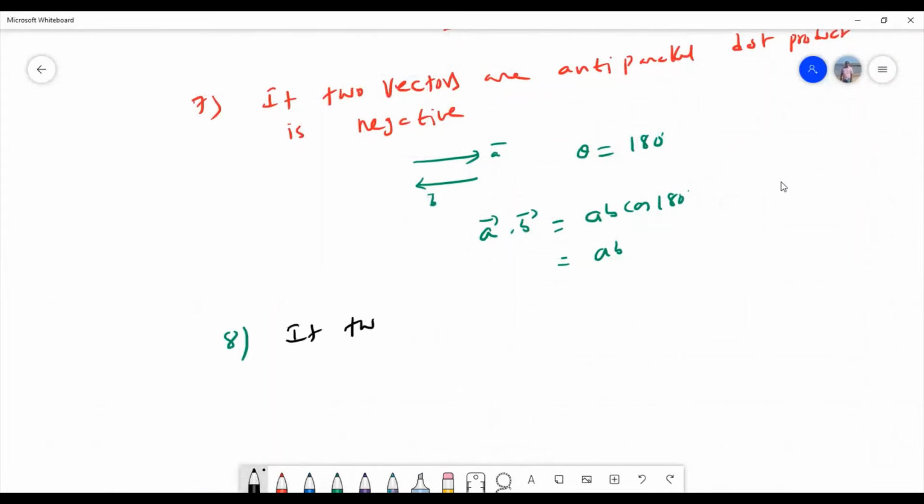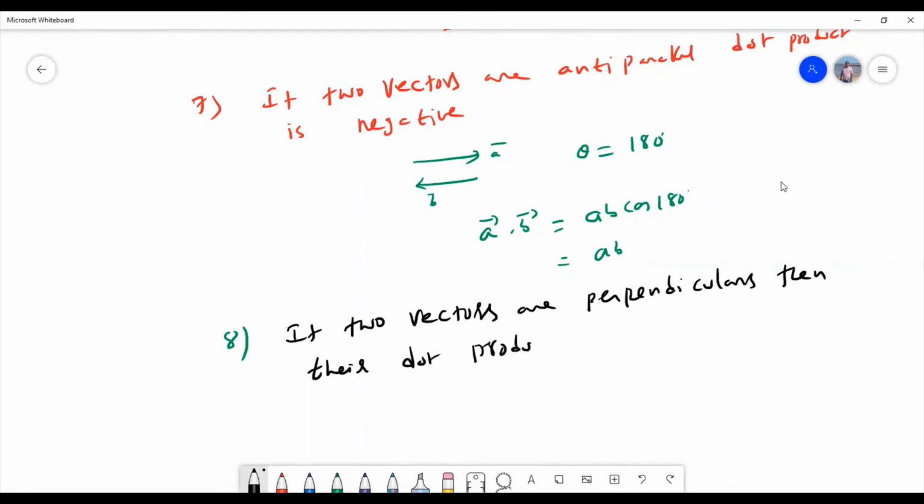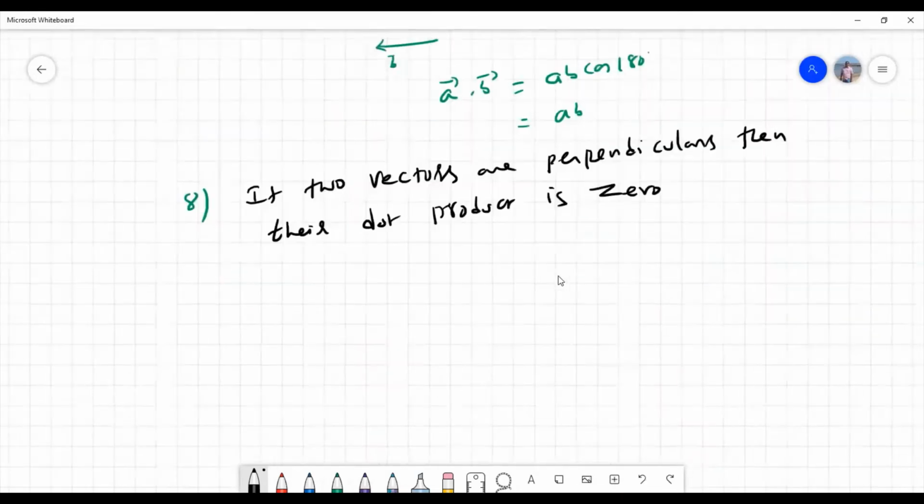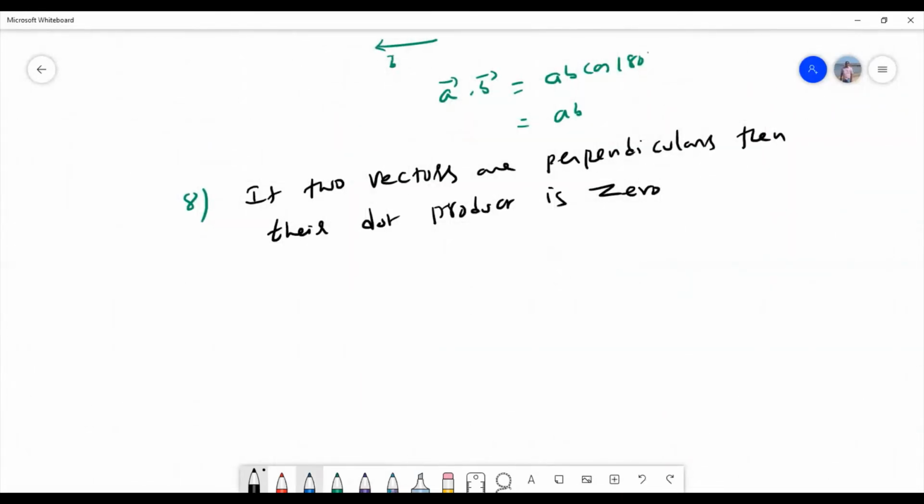If two vectors are perpendicular, if two vectors are perpendicular, orthogonal, then their dot product is 0. If the two vectors are perpendicular, their dot product is 0.